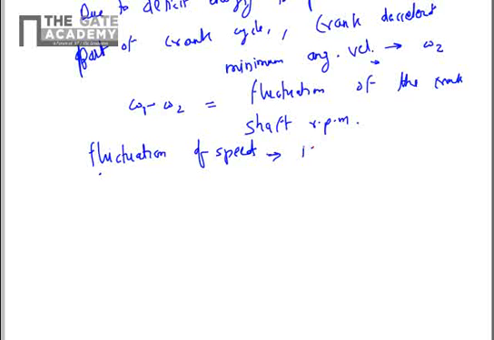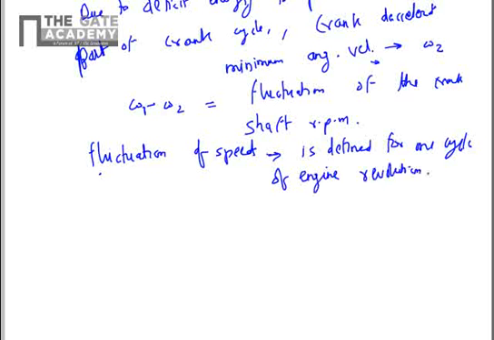The fluctuation of speed is defined for one cycle of engine revolution. So you have to consider the complete 360-degree revolution. Maybe the diagram is symmetric about 180 degrees and repeating after 180 degrees, but you should consider the complete 360-degree rotation, and you can get the maximum and minimum omega and calculate the fluctuation of crankshaft speed.